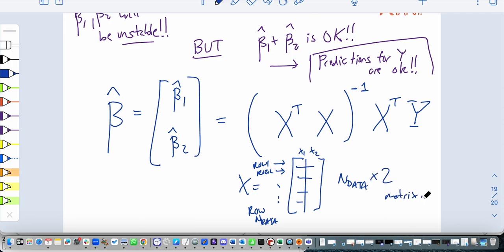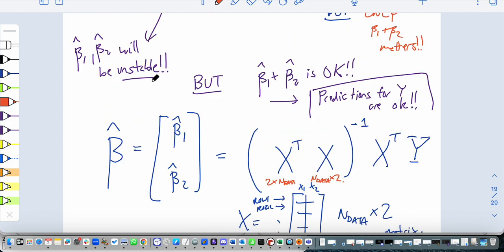And if you multiply that matrix by itself, if you do x transpose times x, you get a 2 by 2 matrix. So this is 2 by n data, and this is n data by 2. So if you multiply them together, you get a 2 by 2 matrix, and if you take the inverse of that 2 by 2 matrix and you multiply it by this vector, y is the vector of the y values. That'll be a vector of size 2 with the 2 beta hats. So you can write it in this nice way with this inverse. And this unstable idea has to do with whether or not this matrix is invertible.